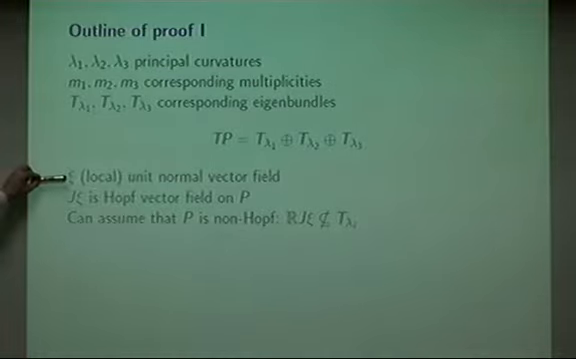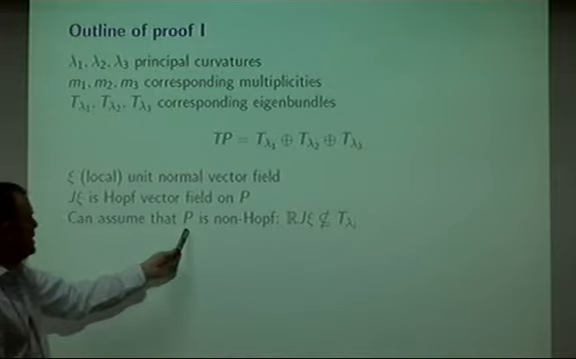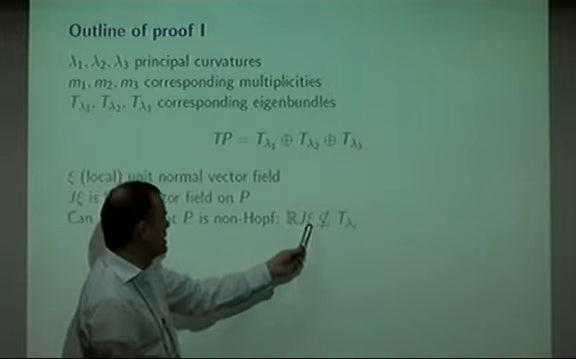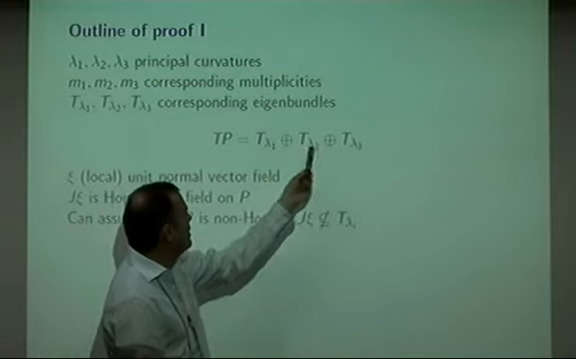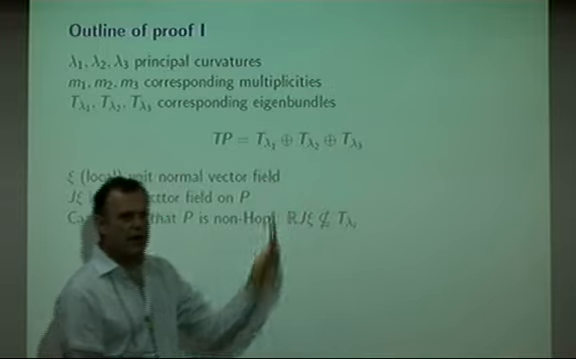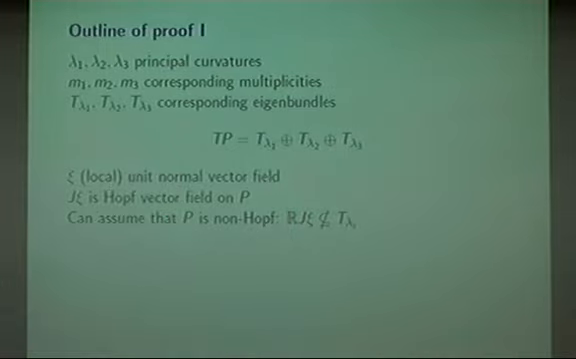We have our local unit normal field ξ. We apply J to it. We get this Hopf vector field or Reeb vector field. And we can assume that the hypersurface P is not Hopf, so that Jξ is not tangent to any of these 3 subbundles, because if it is Hopf, then we can apply the classification. We know it's homogeneous. So we can assume it's non-Hopf.